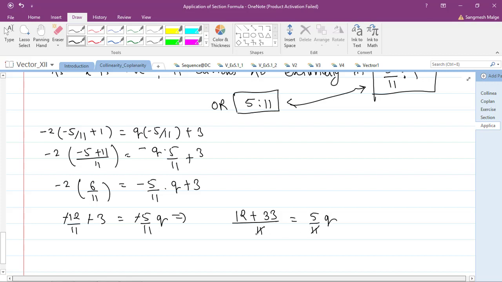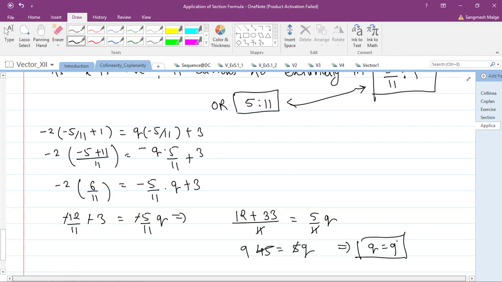So the 11 gets cancelled. So 33 plus 12, that is 45, equals to 5q. So 5 nines are 45, so q equals to 9. Okay, so q is 9.